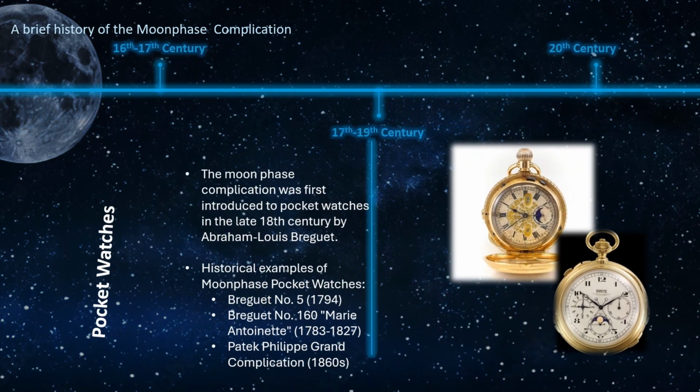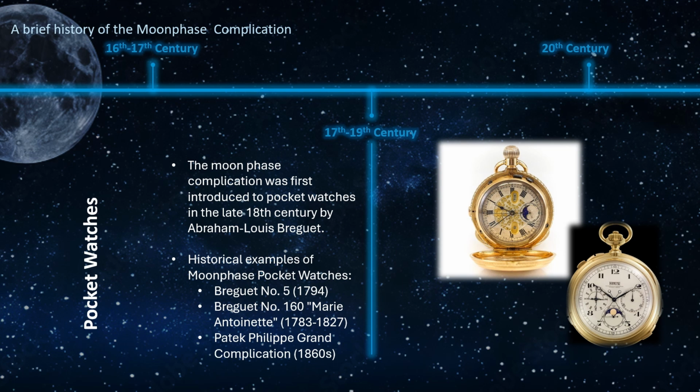Transition to pocket watches. As portable timekeeping devices became more sophisticated, the moon phase complication found its way into pocket watches. By the 17th and 18th centuries, watchmakers began creating intricate pocket watches for wealthy patrons, often including astronomical complications like moon phase displays. These watches were not only functional but also status symbols, showcasing the owner's appreciation for science and art. One notable example is the work of Abraham Louis Breguet, who created highly accurate moon phase pocket watches in the late 17th century.